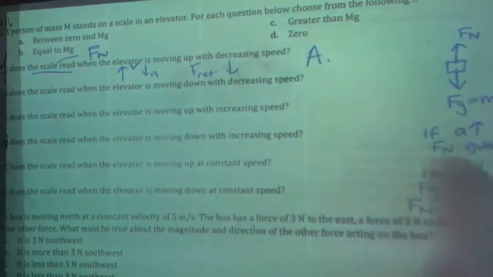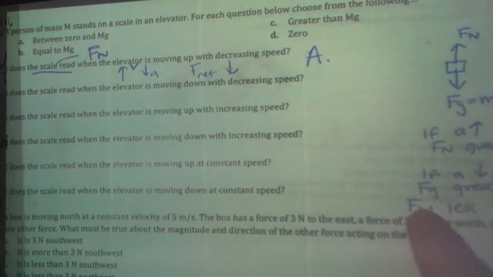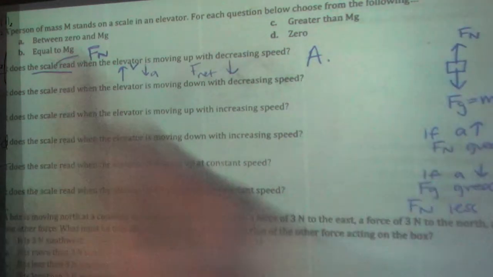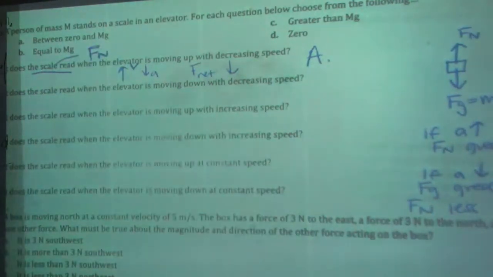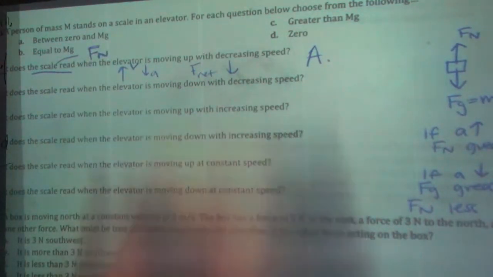Which is what we said right here. If acceleration is down, that means Fg is the greater force, which means that Fn is less than the weight. So the scale Fn would read between 0 and the weight mg. Right? What about if the elevator is moving down, not up?